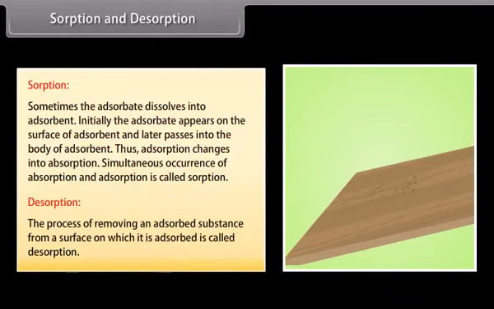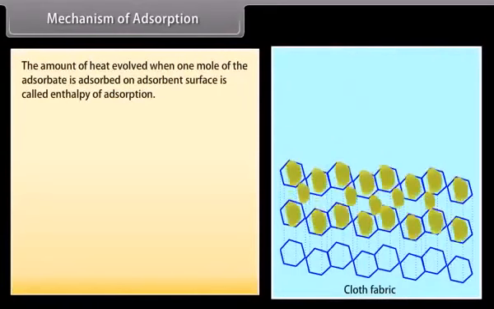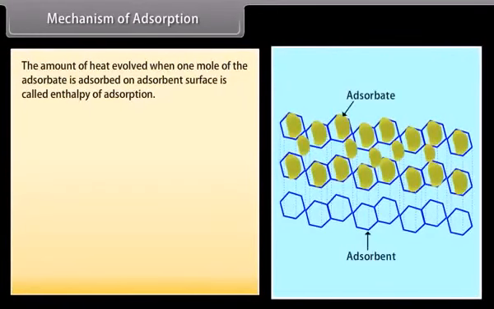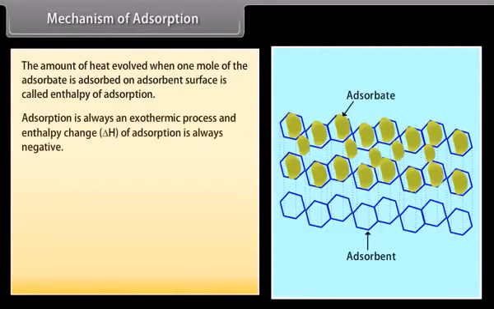Mechanism of adsorption. The amount of heat evolved when 1 mole of the adsorbate is adsorbed on adsorbent surface is called enthalpy of adsorption. Adsorption is always an exothermic process, and enthalpy change of adsorption is always negative.